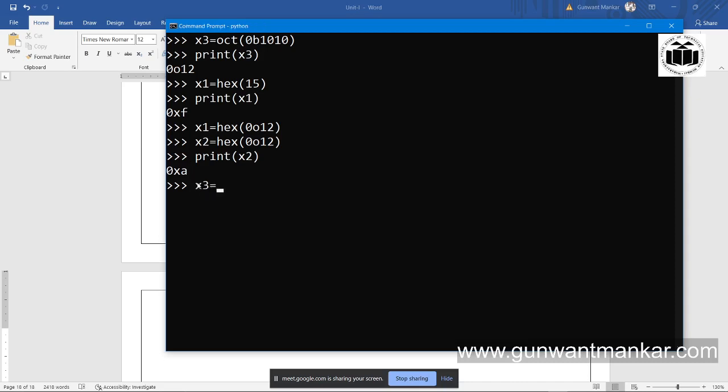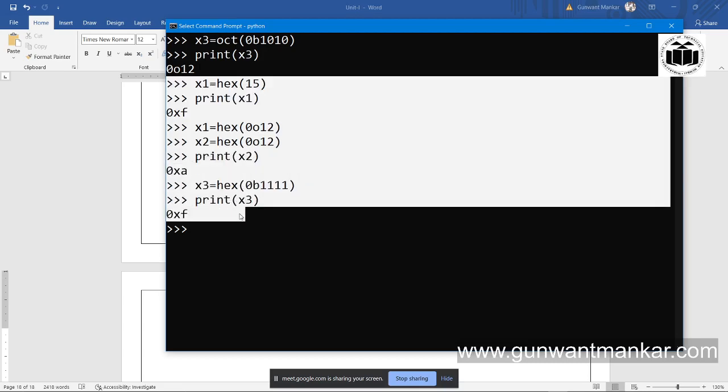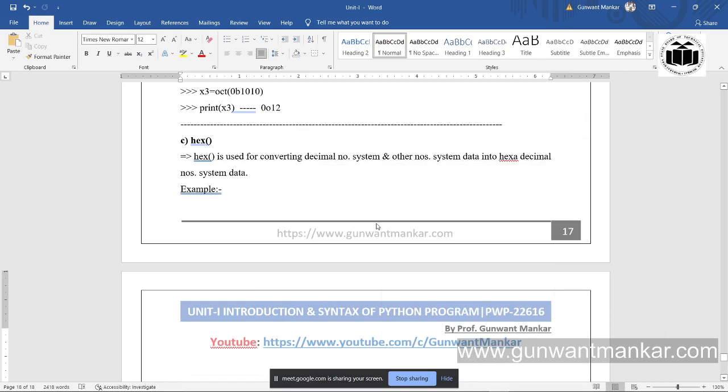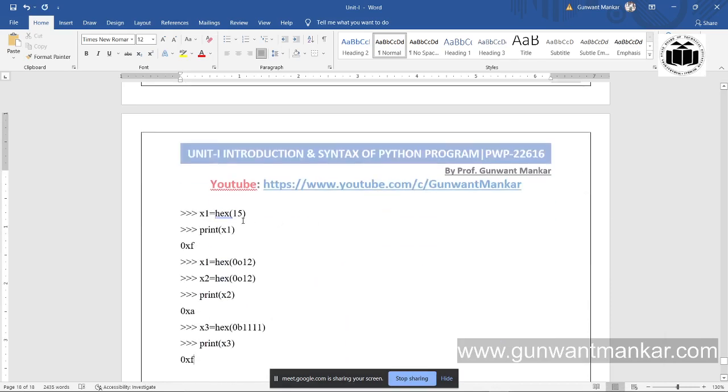Then x3 is equal to, we can take the binary. Okay, 0b is a prefix for the binary, or not? 111. Okay, 0b or 0 capital B, that is a prefix for the binary number. Now we can print here print of x3. Okay, what is going to be printed? The hexadecimal number of this binary. Yes, are you understanding? Base conversion, converting one data type to another, converting one number system to another number system. Okay.